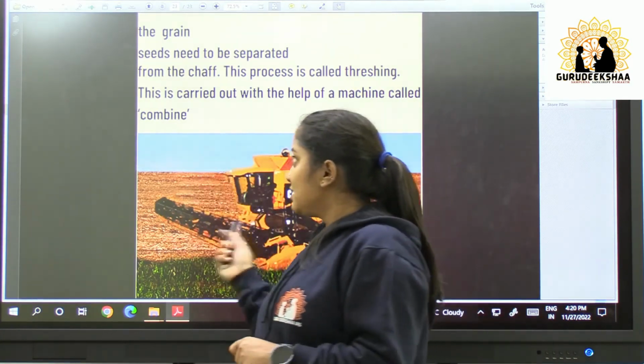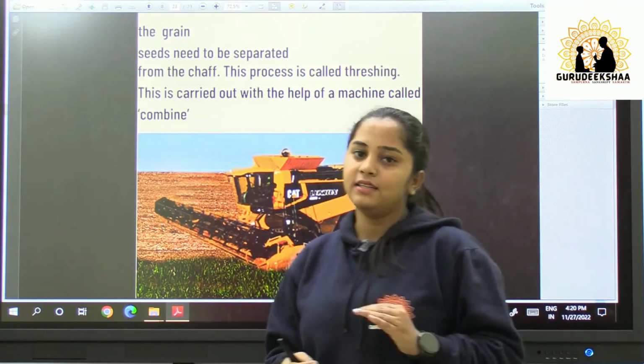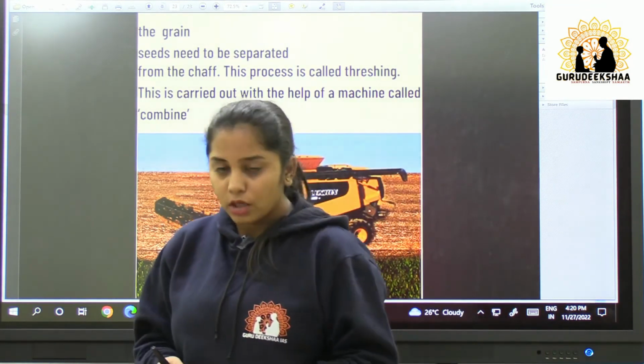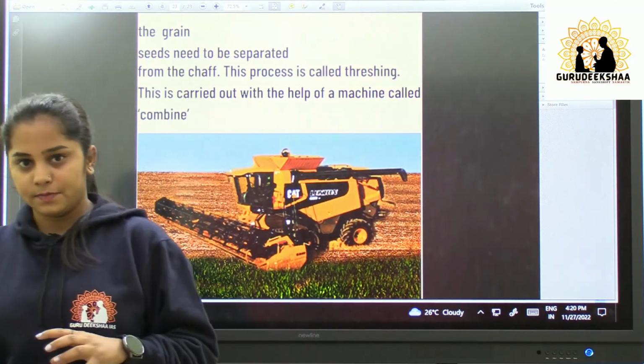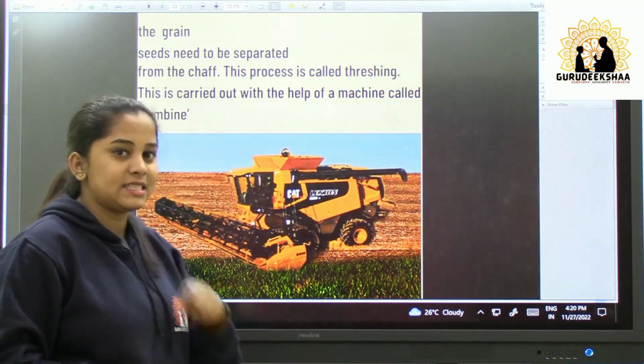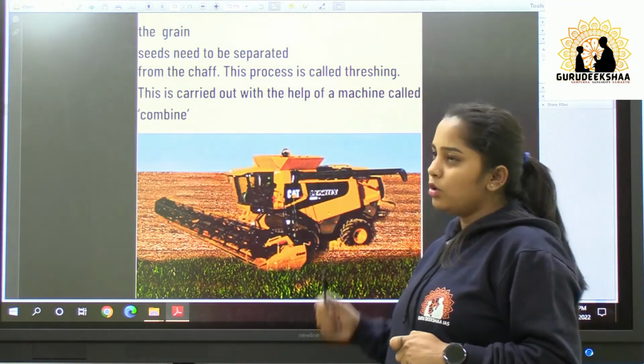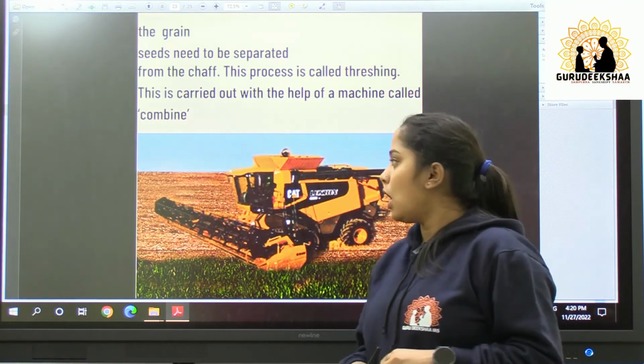Okay, so this is the entire set of practices which has to be included in agriculture. So this was our first chapter of 8th standard, the NCERT syllabus, which has to be known by all the students out there.